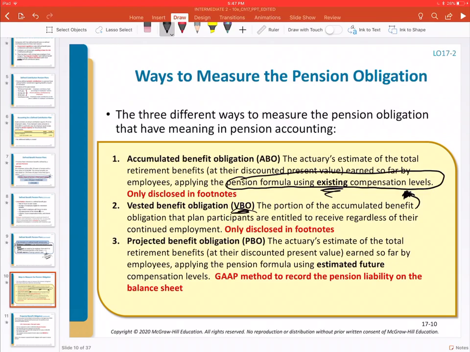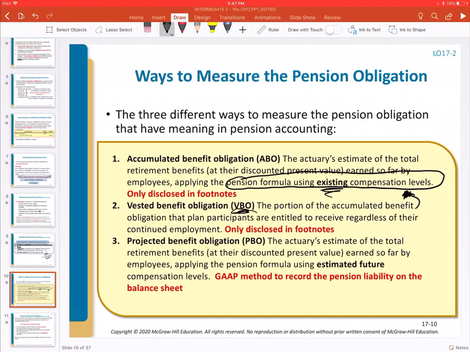Not all of it, because they didn't make it to the 30-year mark, but they did make it past the 10-year mark. So the idea here is that regardless of whether they're going to continue working for the full 30-year required time period, they are entitled to some, not all, but some of that retirement benefit. Again, this vested benefit obligation is something that is based on existing compensation levels and is only required to be disclosed in the footnotes.